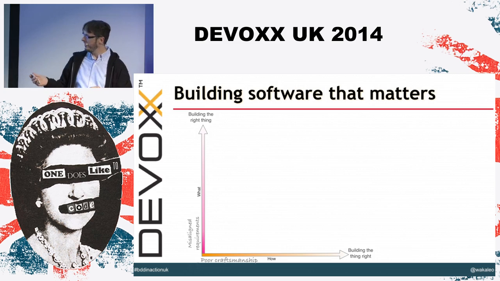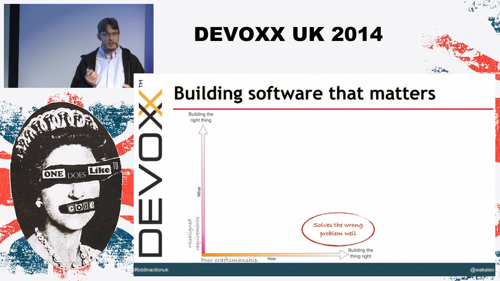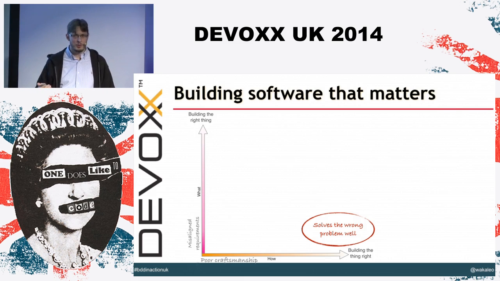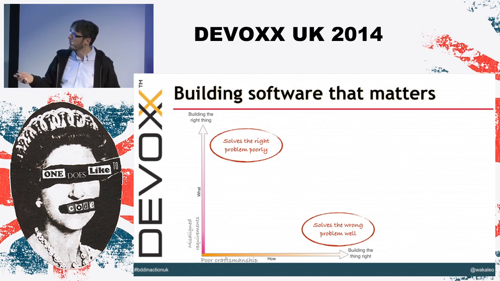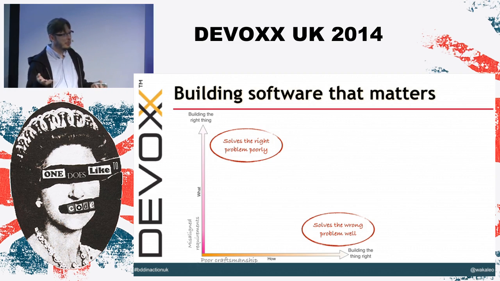On the first side, if you build something right, you build it well, in a way that's highly maintainable, that's all good. But if you don't, at the same time, build the right thing, then you're solving the wrong problem. So you might be solving the wrong problem well. On the other axis, you might be solving the right problem, but not doing all the correct practices.